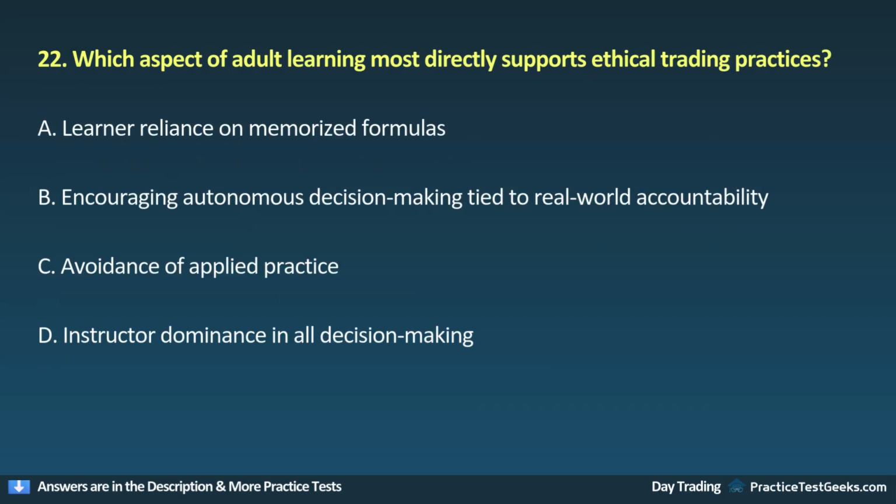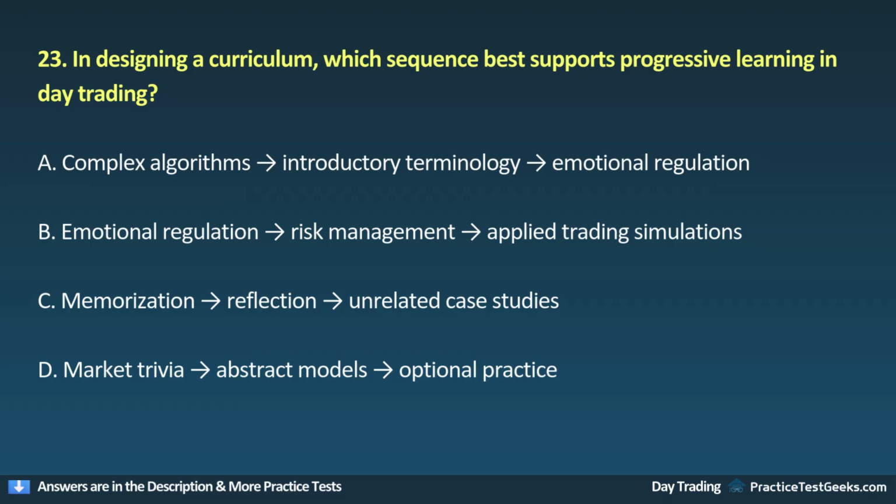22. Which aspect of adult learning most directly supports ethical trading practices? A. Learner reliance on memorized formulas. B. Encouraging autonomous decision-making tied to real-world accountability. C. Avoidance of applied practice. D. Instructor dominance in all decision-making.